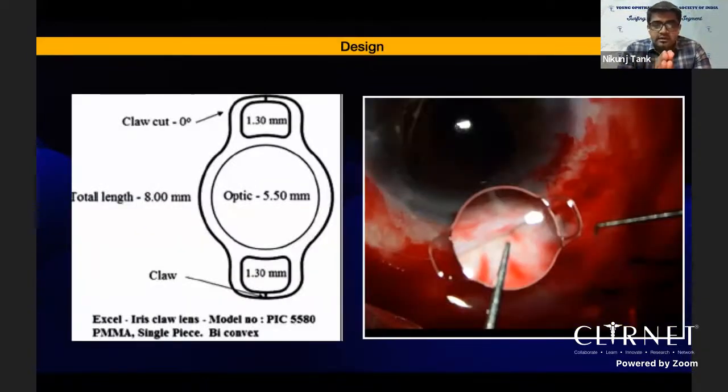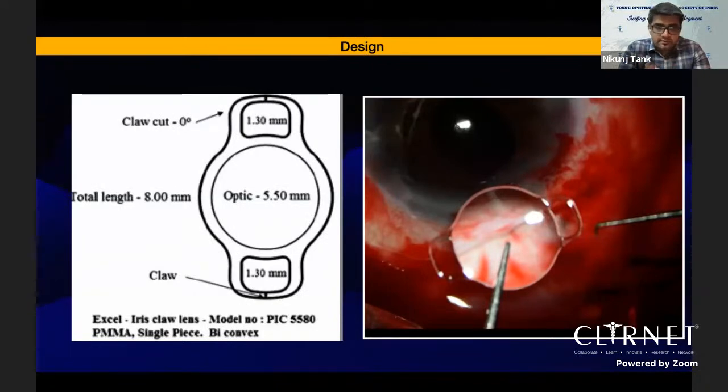It is called an iris claw IOL because it has a claw at the haptics, which gets tucked into the iris. There are basically two designs: anteriorly fixated and retro-fixated iris claw IOLs. I'll be talking about retro-fixated iris claw IOLs, which are generally practiced currently. It has an optic size of about 5.5 mm, and it has claws at the opposite haptics.